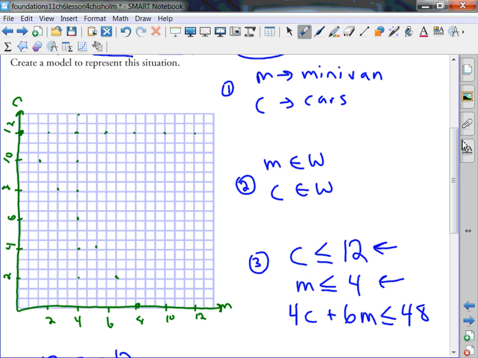Let's review our shading. For this boundary right here, we decided that we're going to shade below because it had to be everything less than or equal to 12. For this boundary right here, we're shading to the left because it had everything less than or equal to 4. And then for the oblique boundary over here, we just tested 0, 0, found a true statement, so we are shading below. So now there's one region that's going to be shaded 3 times.